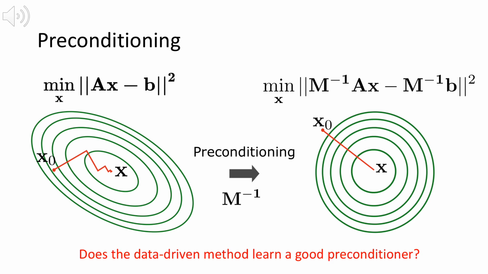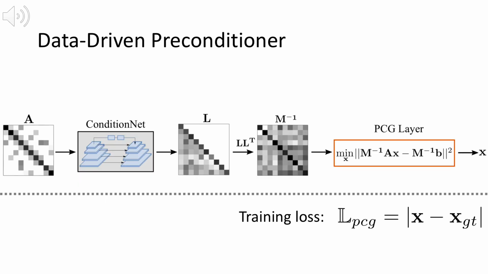We argue that PCG converges much faster if the design of the preconditioner involves prior expert knowledge of this specific task. Then we raise the question: does the data-driven method learn a good preconditioner? Here, we propose the ConditionNet based on neural networks with an encoder and decoder structure to learn the preconditioner.